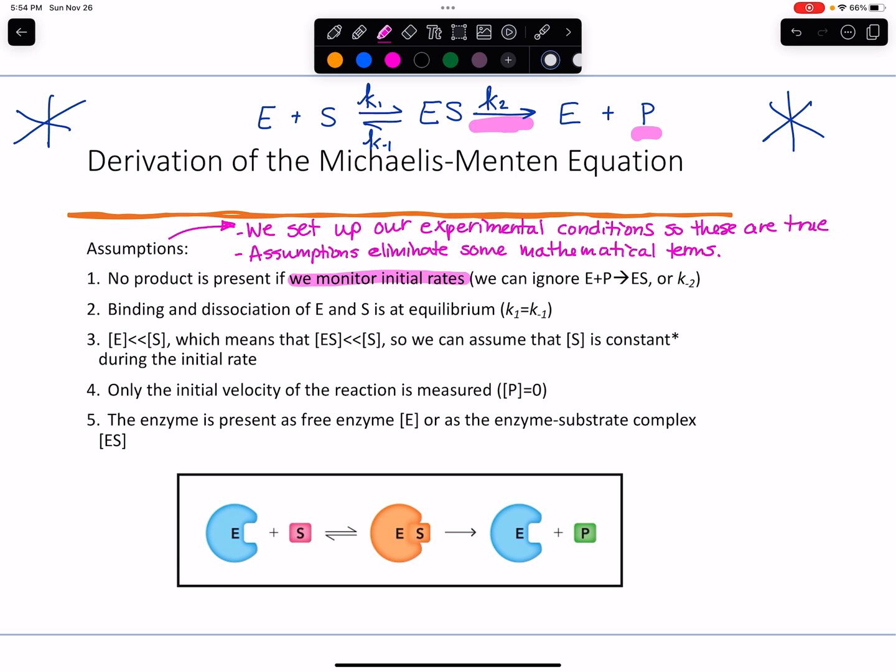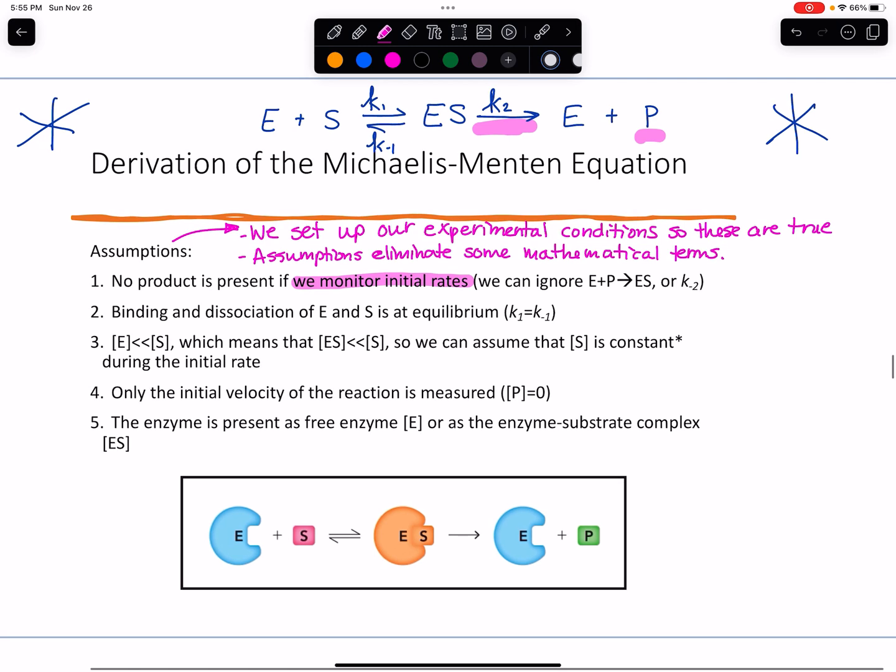Because if you let your system evolve long enough and get to equilibrium, eventually you might get some product recombining with the enzyme. But we're saying we're going to do our experiment where we're only looking right away at product being formed. All right, so the second assumption we're going to make is that the binding and dissociation of the enzyme and substrate is at equilibrium.